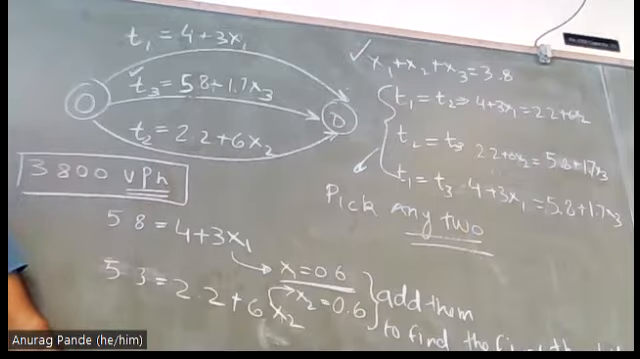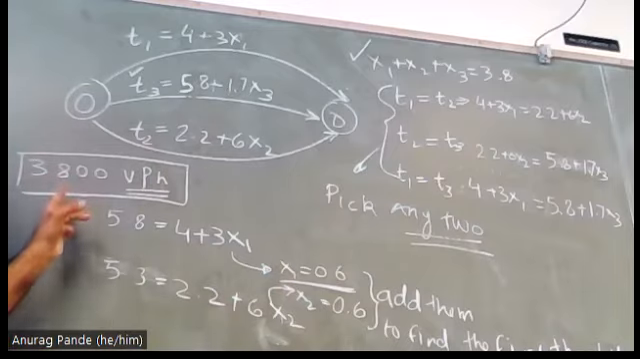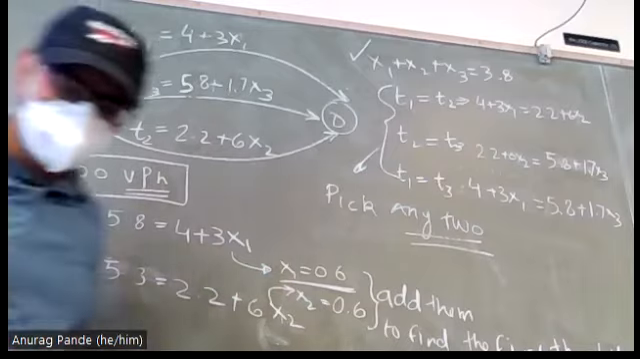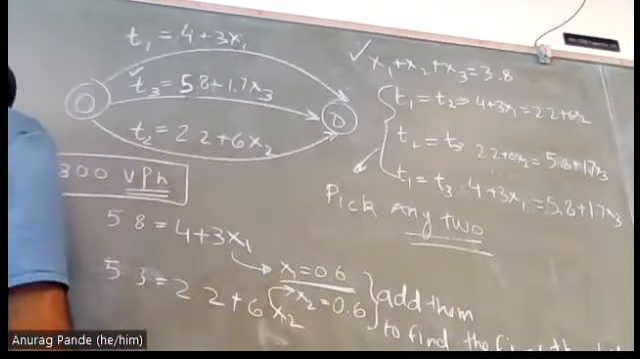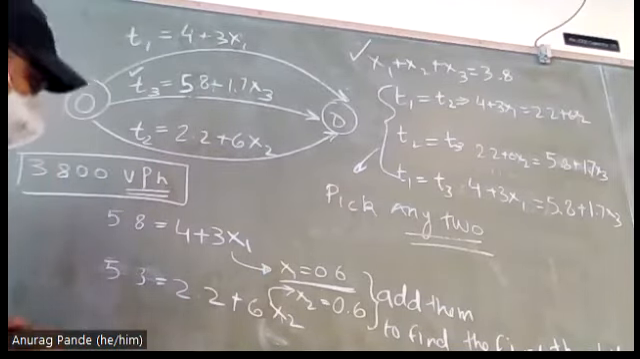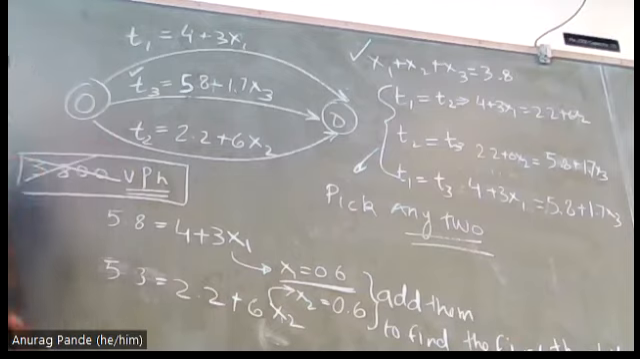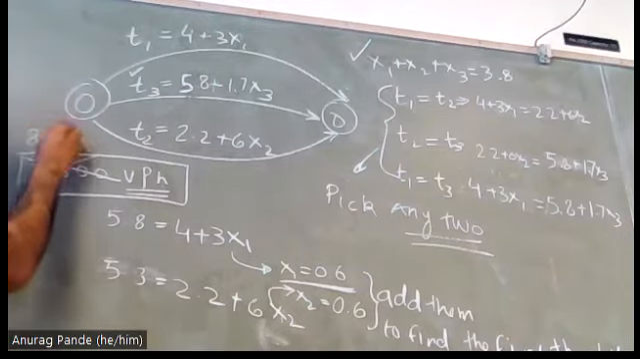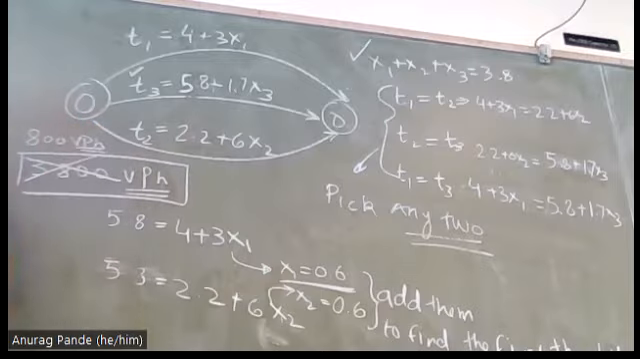But if you have a 5-route problem or anything beyond that, or even in this problem, what if my total demand was not 3,800? What if my total demand was, I'm going to change this demand now, not 3,800, but 800 vehicles per hour. If you can solve this problem, then you can pretty much solve your 5-route problem.